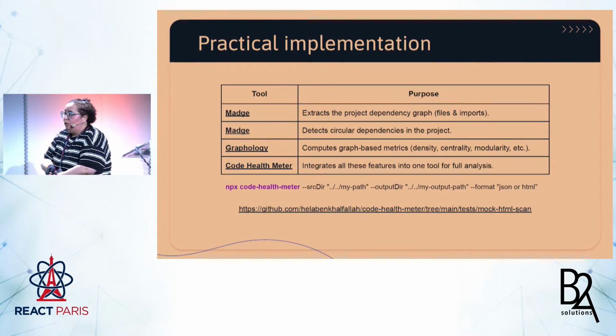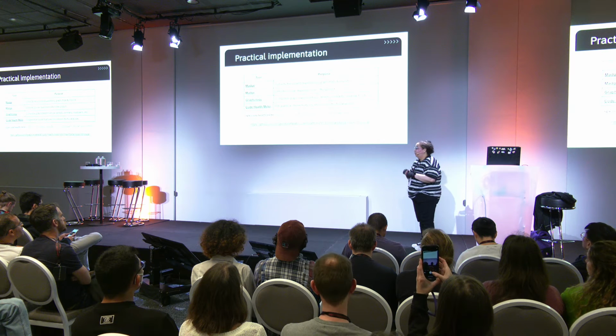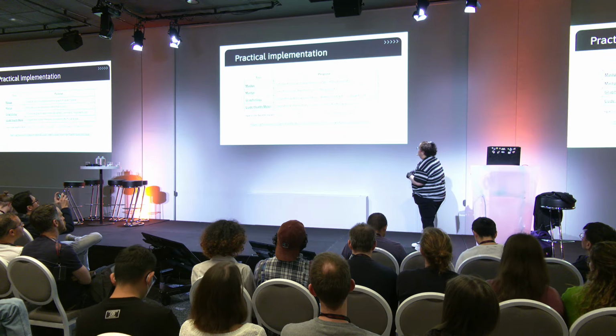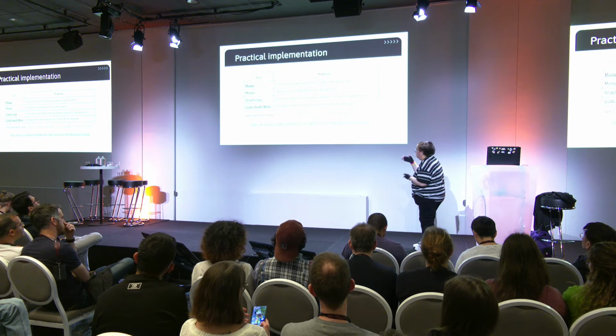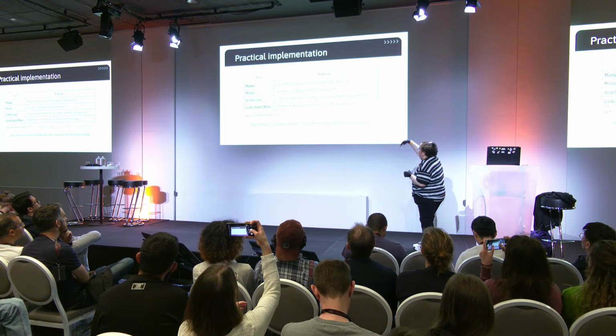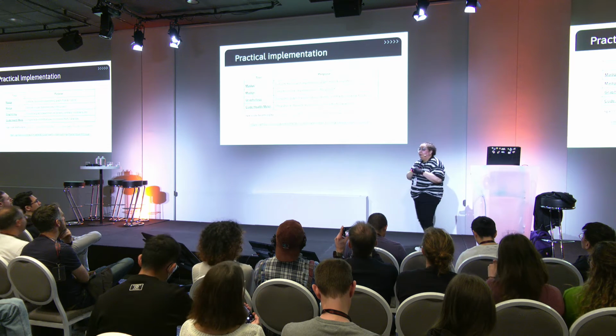To implement this, you can use, for example, Madge in order to extract the project dependencies as a graph based on files and imports. You can use Madge also to detect circular dependencies, and you can use the npm package graphology in order to compute graph-based metrics. And you can also use or be inspired by my open source tool, CodeHealthMeter, that integrates all these tools in order to have all the metrics I need.